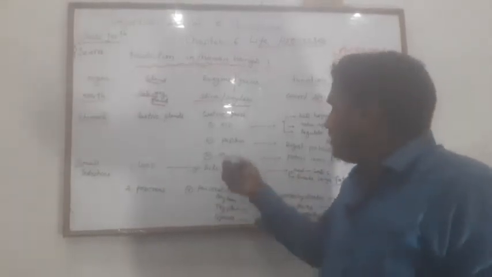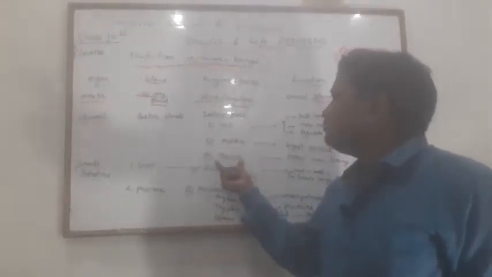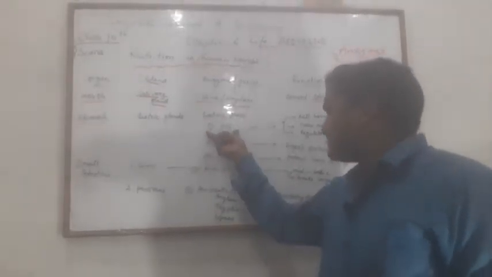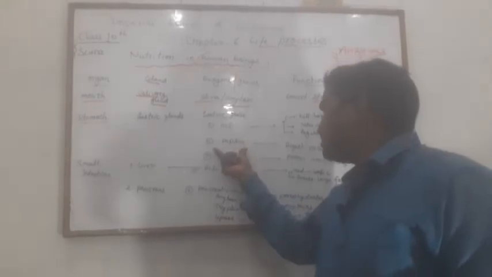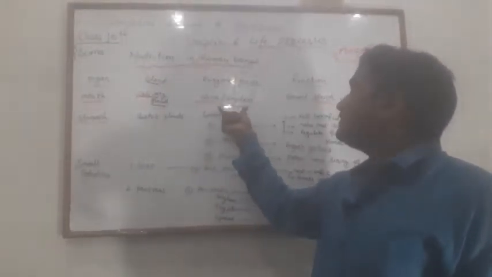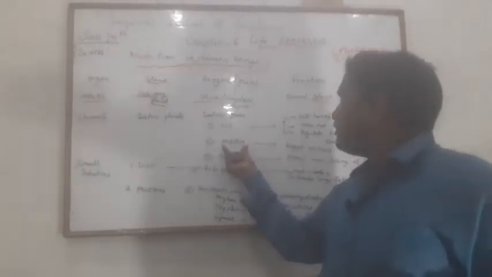This juice is a combination of several things. In this juice there is HCl, there is pepsin, there is mucus. There are three things. So what is the function of this HCl? What is the function of this pepsin? What is the function of this mucus? Pepsin is an enzyme.